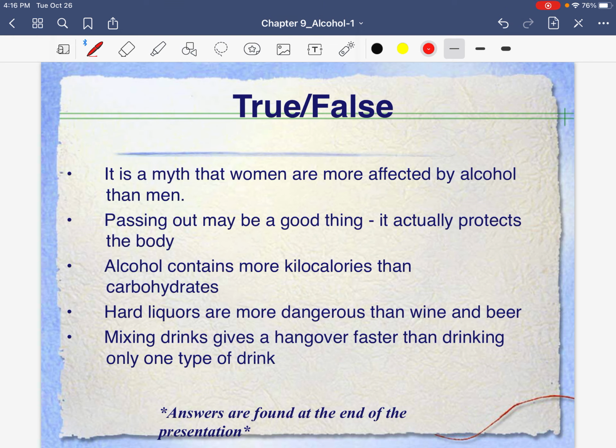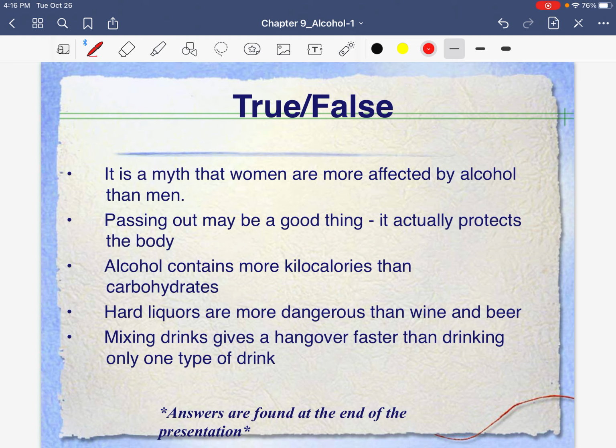So here are some true-false questions. At the end of the presentation, we'll get to see whether it's true or false. Is it a myth that women are more affected by alcohol? I don't know. Well, actually, I do know, but do you know? Passing out may be a good thing. It actually protects the body. What? Alcohol contains more calories than carbohydrates. What do you think about that?